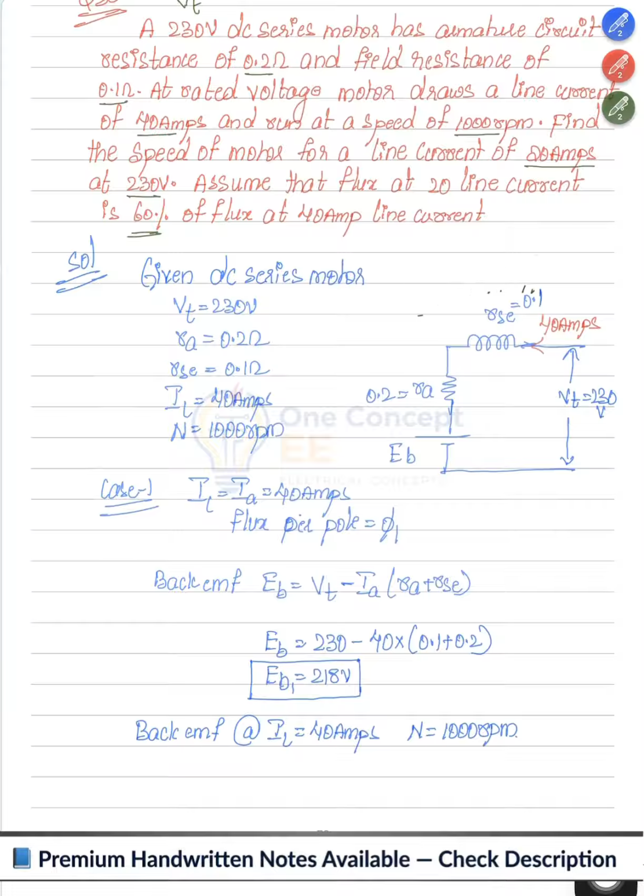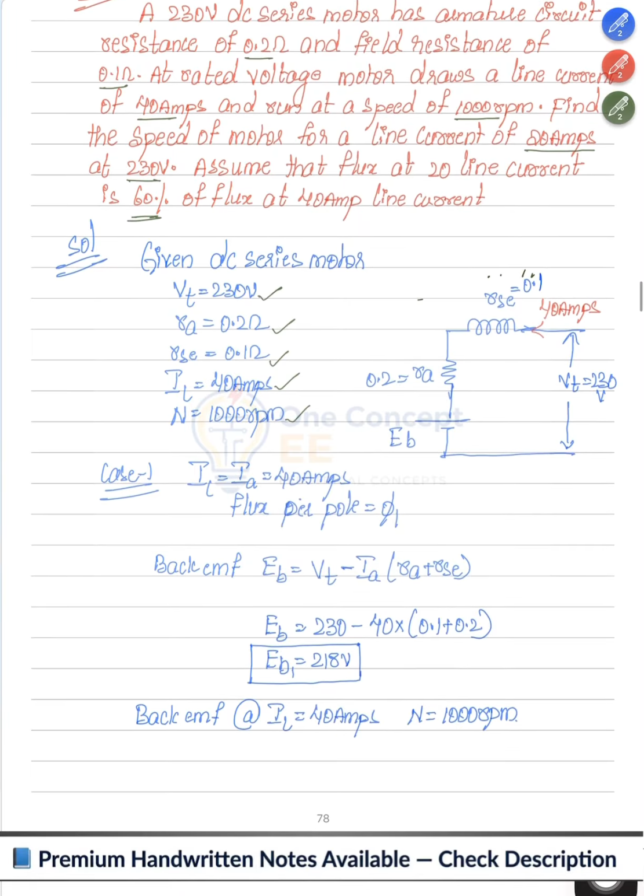Here it is given a DC series motor with terminal voltage of 230 volts, an armature resistance of 0.2 ohm and a series field resistance of 0.1 ohm. In the first case, under rated load condition, it is drawing a current of 40 amps and it is running at a speed of 1000 rpm.